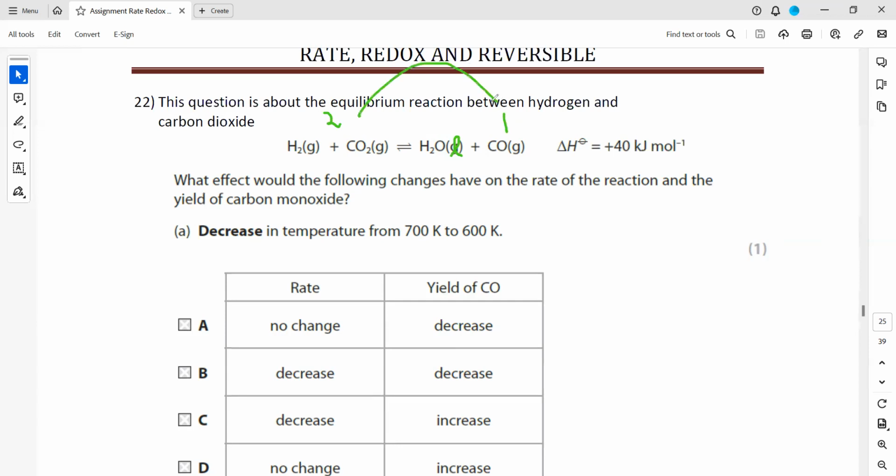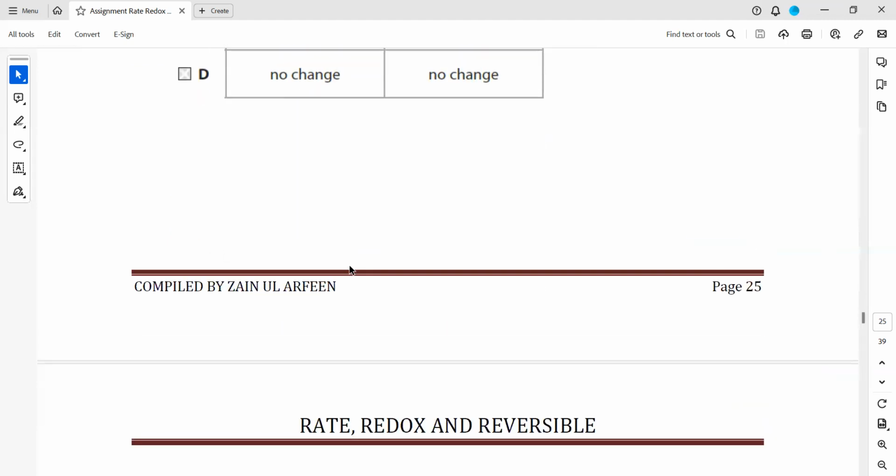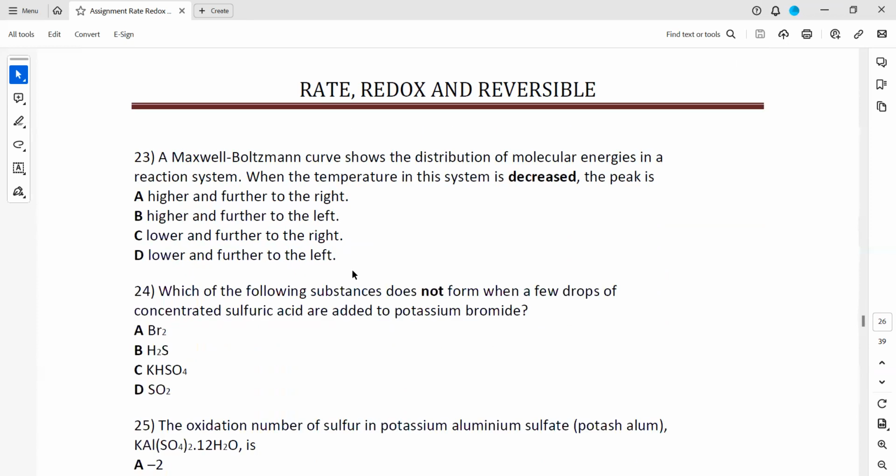Then if we increase pressure, the equilibrium will shift towards the side with fewer moles of gas, so it will form more carbon monoxide. But because water vapor is there, we consider it as a gas, so we just count the moles of gas.